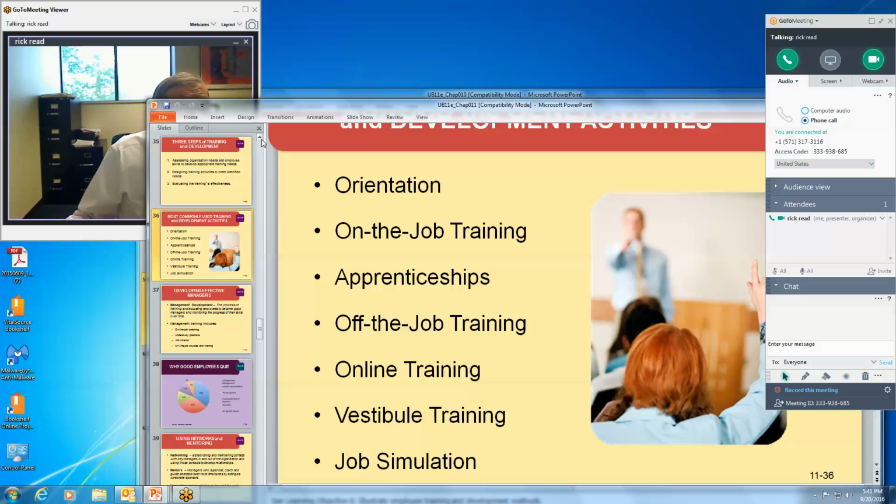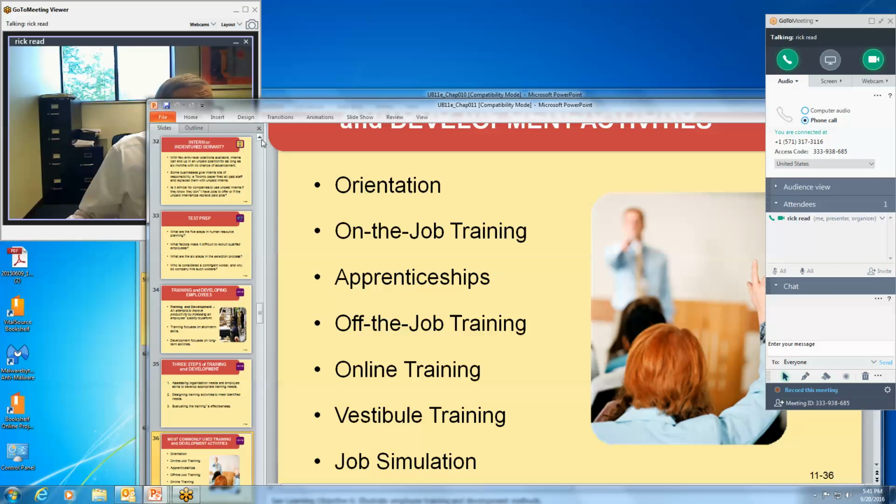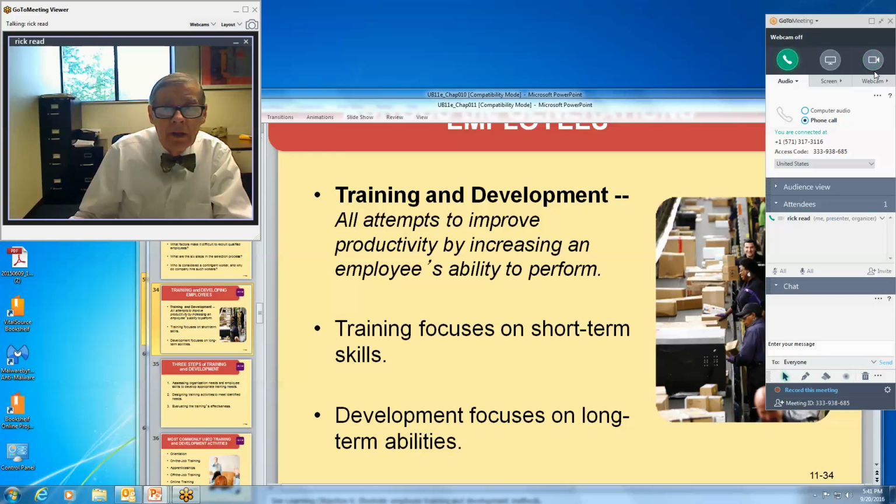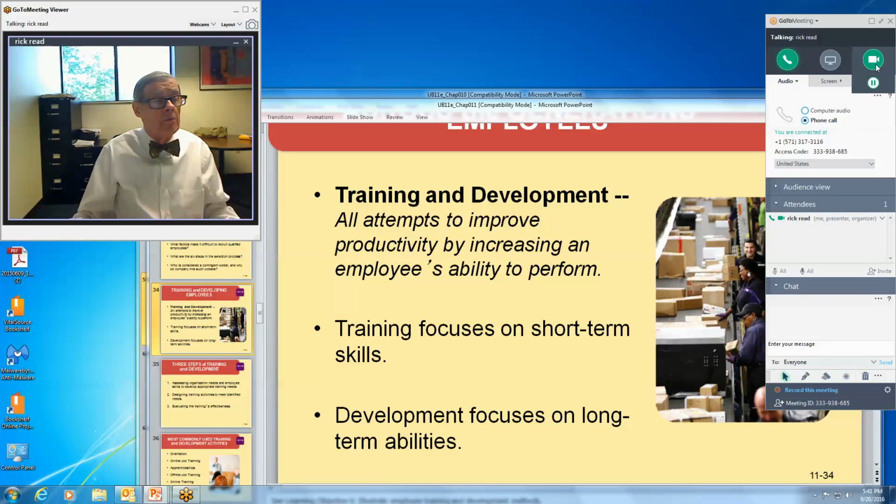Now we're going to talk here about once we've got employees in, we have to both train them and develop them. The first part of training and development comes in orientation. And I think we're going to talk about orientation later. And if we do, okay. And if we don't, that's okay too.